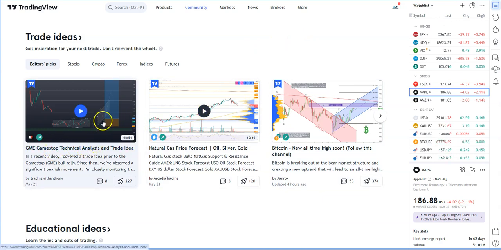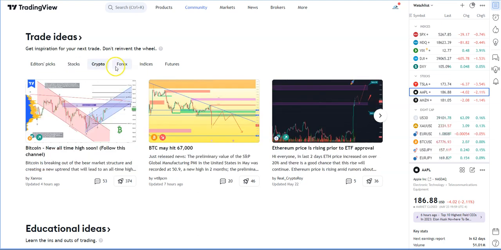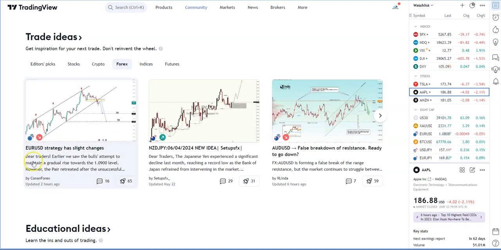You can look around for different stuff. This is GameStop, and you can read about the different stuff. You can go to stocks, you can go to crypto, you can go to Forex. If you want to know what Euro USD is going to do, they're saying it's going to reverse right here. Why? Because it was going up, then it consolidated, and they're saying it's probably going to hit back down. You can look at different ones, NZD JPY, AUD USD.